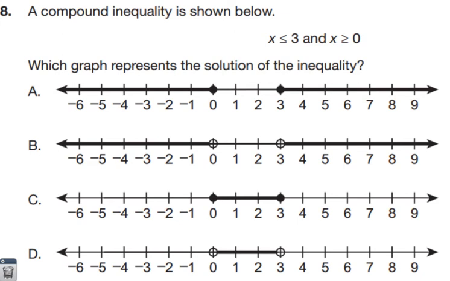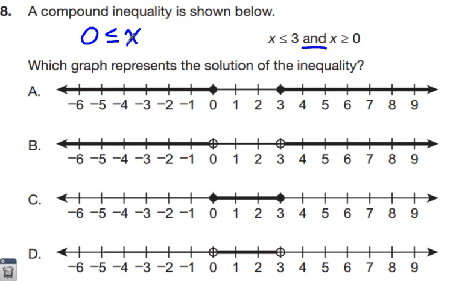Next, number 8. This is a compound inequality, and it's a very simple one. All you have to do is figure out which graph goes with x being less than or equal to 3 and x being greater than or equal to 0. Now, it's worth pointing out that when the word is and, normally this double inequality is smushed together like this.